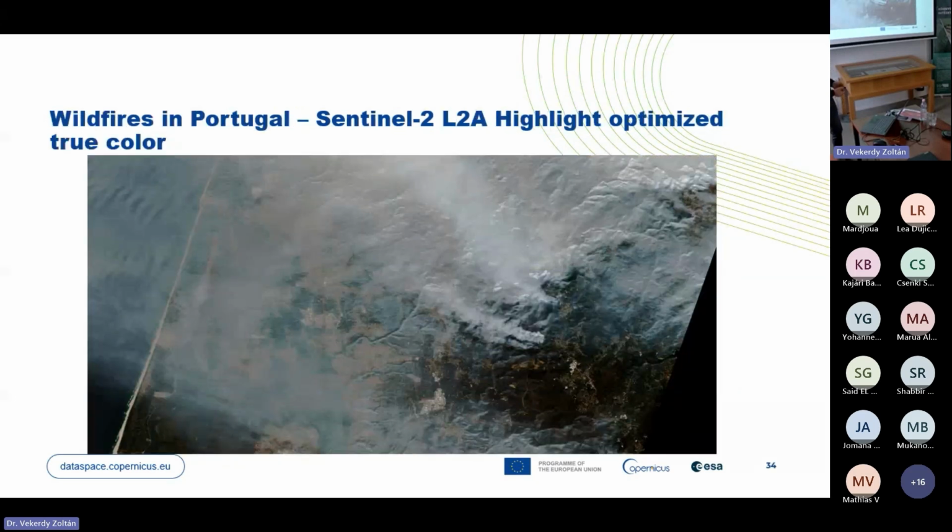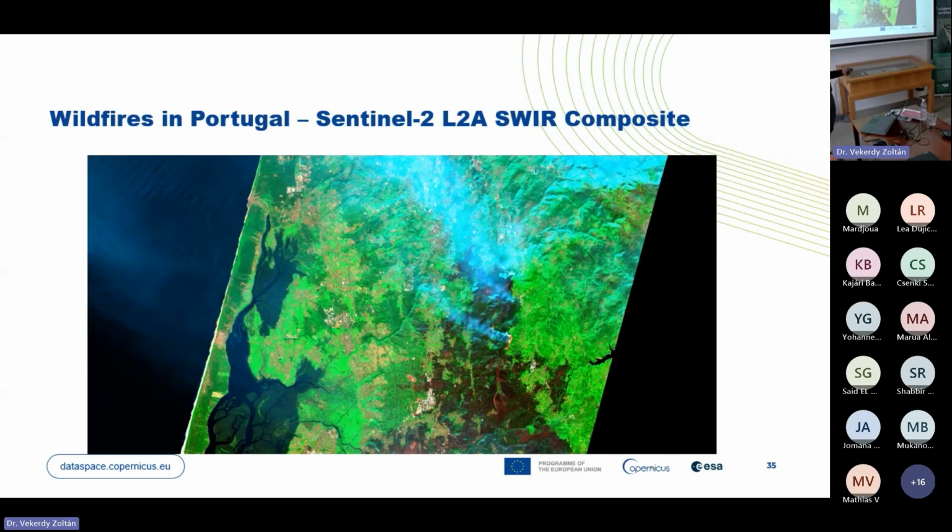This is the wildfire. So this is what a fire looks like on a normal true color image. You see the soot and smoke, and it sort of covers everything. Shortwave infrared composite. Remember that the shortwave bands are sensitive to heat. So you would already see the warm places.